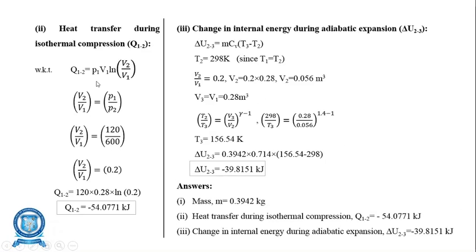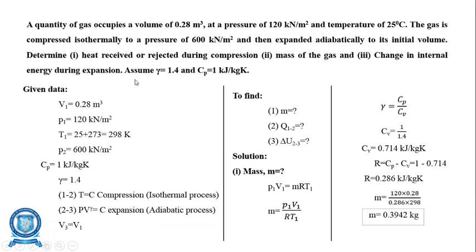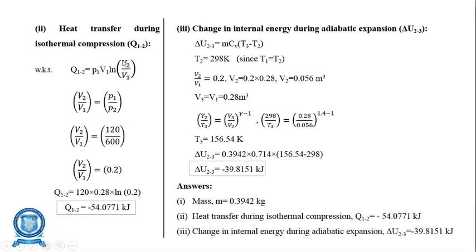How to choose the suitable formula? I have taken P1 V1 ln V2 by V1. Right? Here we don't know the values of V1 and V2. There is no value given for V1 and V2. We know that V3 is equal to V1, but we don't know some other values. We know one and only parameter, V1, is 0.28 meter cube. So we are going to find the value of V2 by V1 from the PVT relation. From the PVT relation, V2 by V1 is equal to P1 by P2.